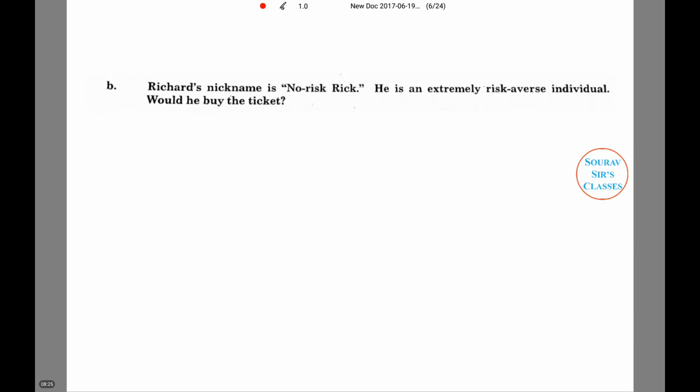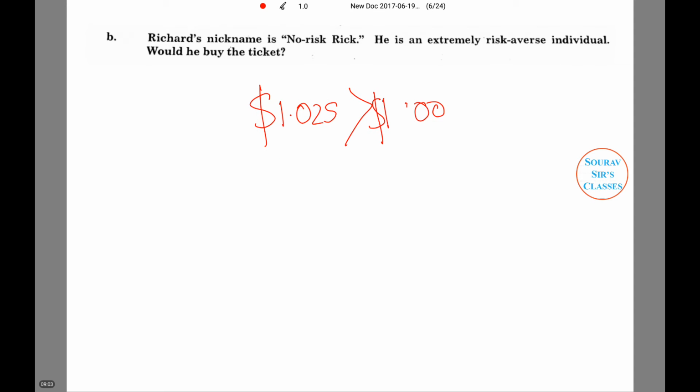Now we see that Richard has been given a nickname, No Risk Rick. This means he is an extremely risk averse individual. We consider whether he will buy the ticket or not. In an extremely risk averse individual, even though the expected outcome is higher than the price, which is 1.025 greater than $1, he will probably not buy the ticket. The reason being that the expected return is not enough to compensate risk for Rick.